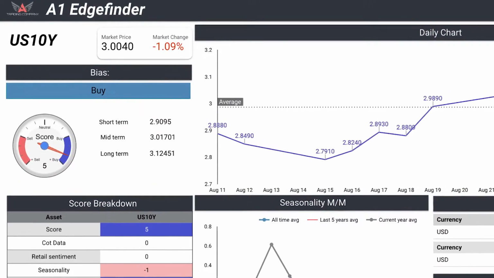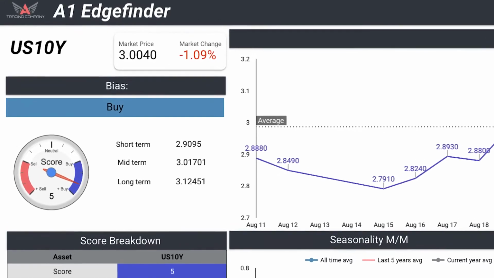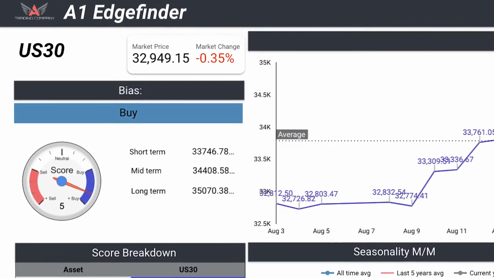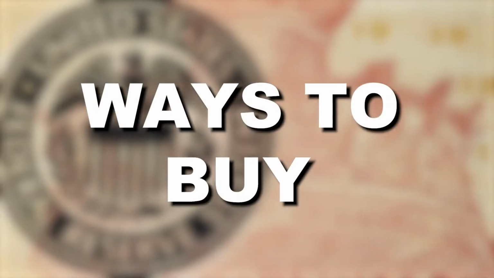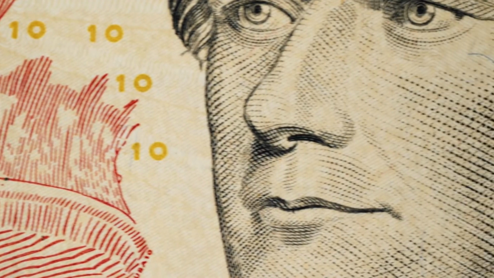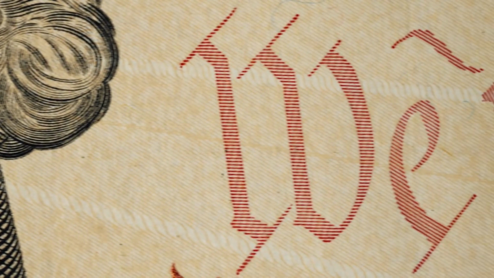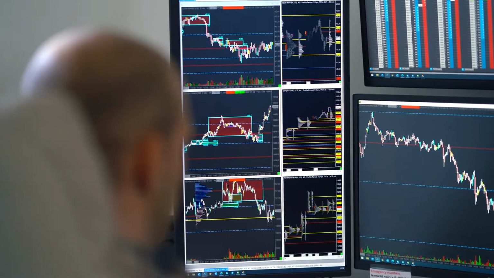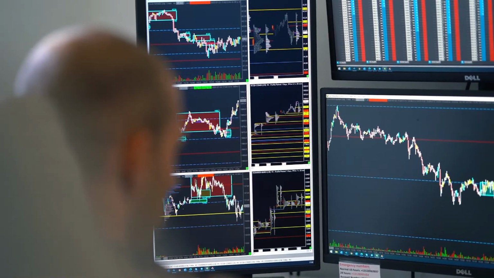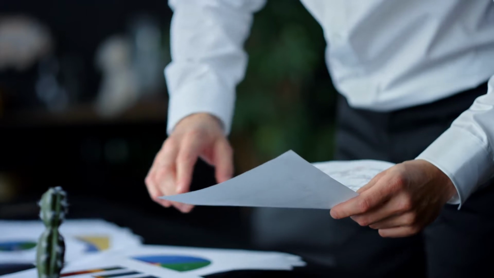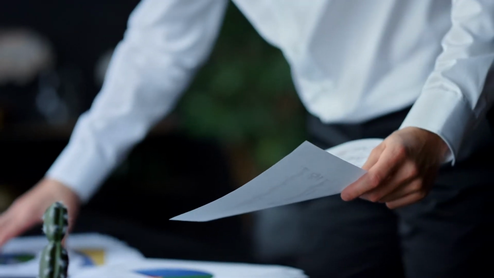Currently, the Edge Finder market scanner rates the US 10-year and 30-year Treasuries as a 5 or a buy, respectively. Ways to buy. Anyone may purchase U.S. Treasuries from the U.S. Treasury Department via the Treasury Direct website at recurring auctions you can track throughout the year. However, one may also buy or sell Treasuries through a variety of banks, brokers, and exchange traded funds.